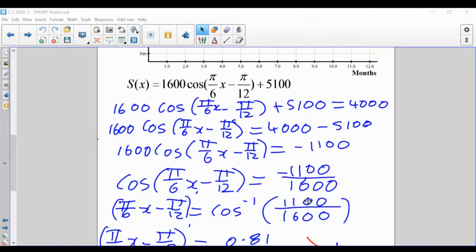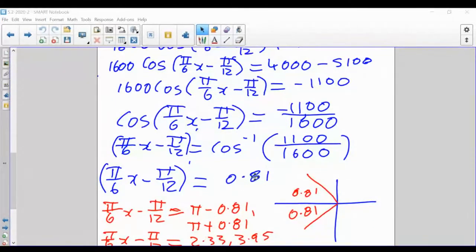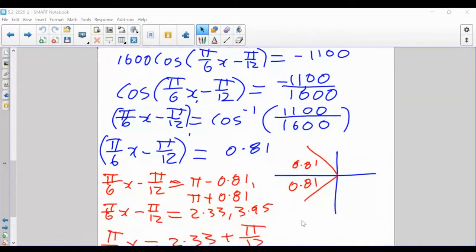This is negative, but we don't take the cosine of a negative. That's the way I do it. What we do is we figure out what the cosine to the minus 1 of this ratio is. It works out to be 0.81. Then, using the fact that it's negative, we figure out what quadrants we're putting that in. For cosine, that would be the second and the third quadrant.